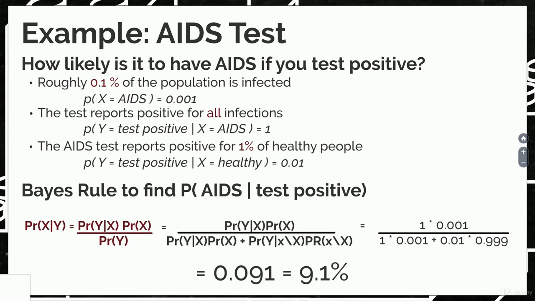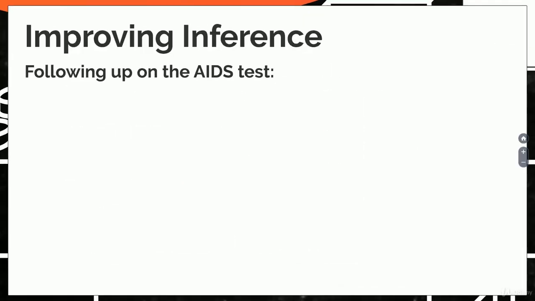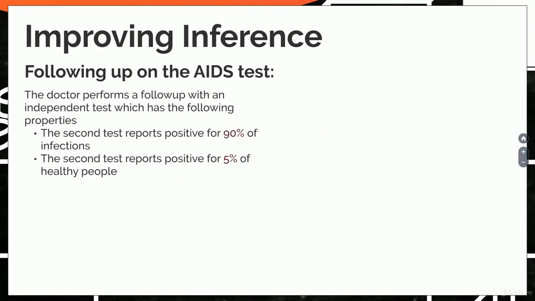So Bayes' rule is telling us something here that is probably counterintuitive. And this is why having a strong understanding of probability theory and statistics is essential for machine learning, because oftentimes the outputs and probabilities are going to be counterintuitive. So it's essential to understand that going in. However, let's continue on this example and improve our inference by following up with an additional test. So what we're going to do is perform a follow-up with an independent test. It's independent to the first one, which has the following properties.